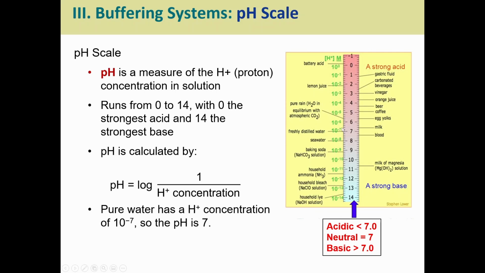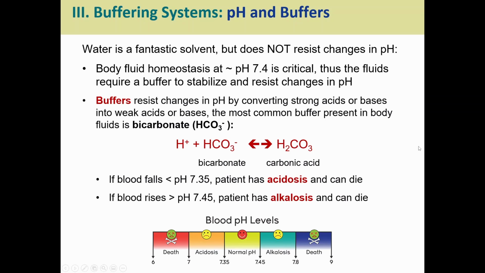Now, pure water has a hydrogen concentration of 10 to the -7, so it is neutral, right in the middle. Now, water is great at being a solvent. It's really good at resisting changes in temperature, but it's not good at resisting changes in pH. And so we need other things to help, namely what we call buffers, to help prevent wild fluctuations in pH.